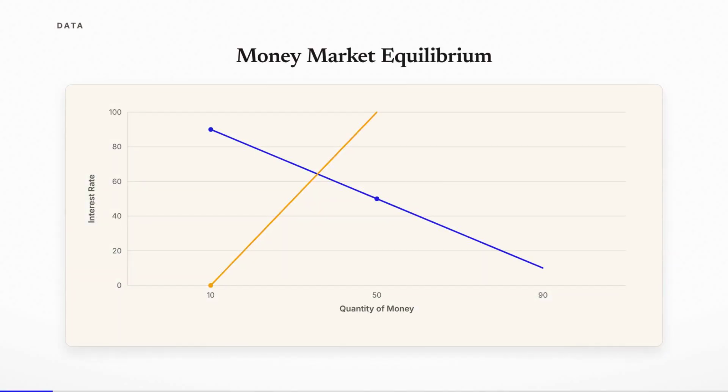Interest rates are determined in the money market, where the demand for money meets the supply. The supply of money is typically vertical, as it is controlled by the Fed. The demand for money is downward sloping because higher interest rates make it more expensive to hold cash instead of interest-bearing assets. The point where they cross is the equilibrium interest rate. If the Fed increases the money supply, the supply curve shifts right and interest rates fall.